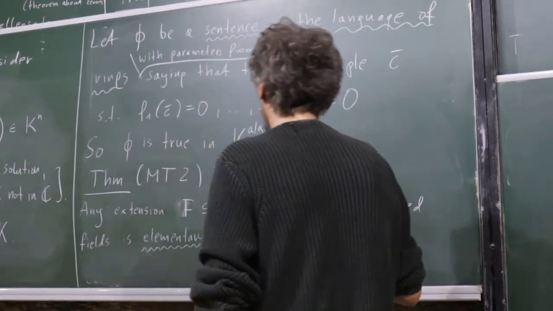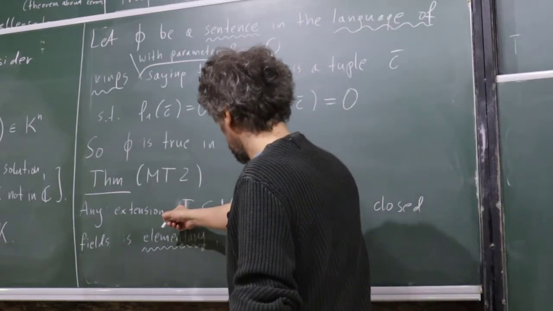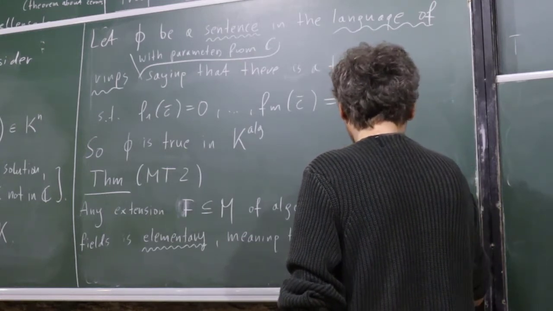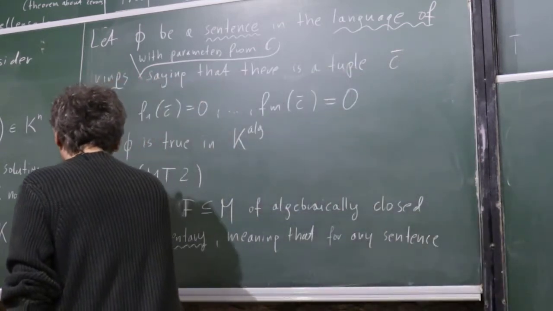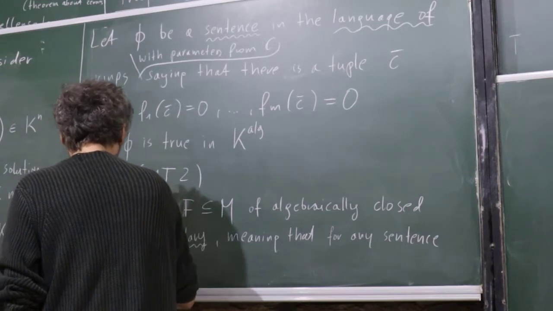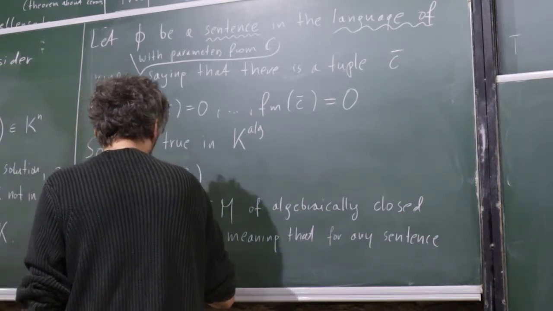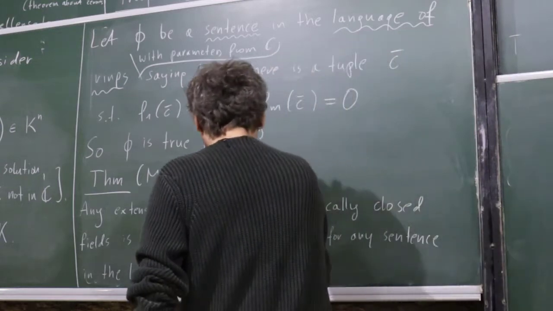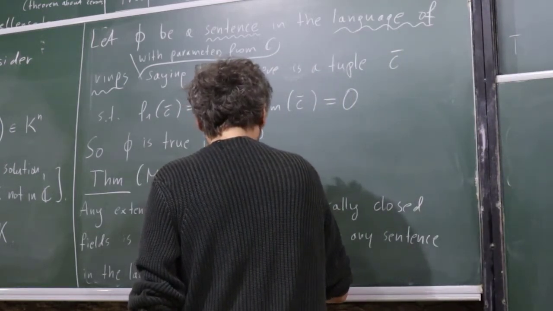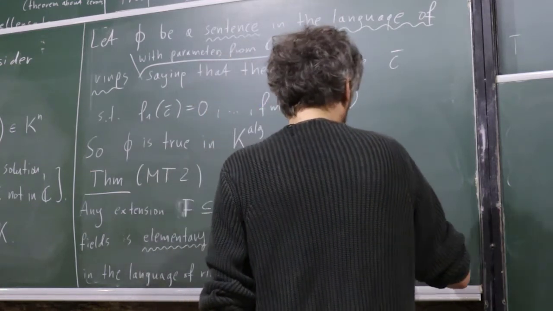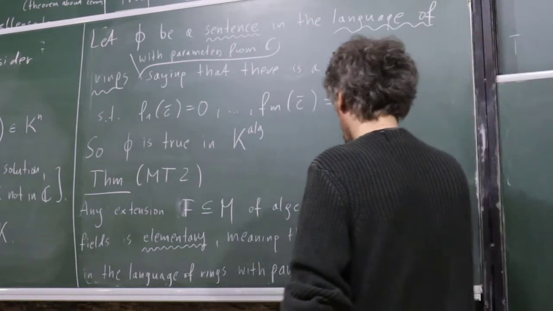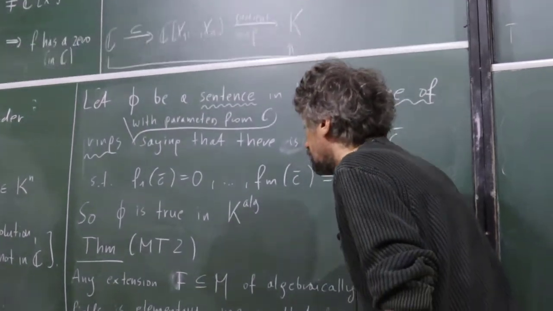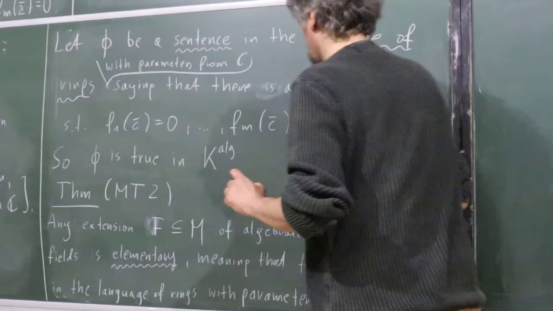Elementary meaning that for any sentence in the language of rings with parameters from this little f, the smaller f, any sentence, let's give it the same name, phi, with parameters from f, it is true here if and only if it is true here.